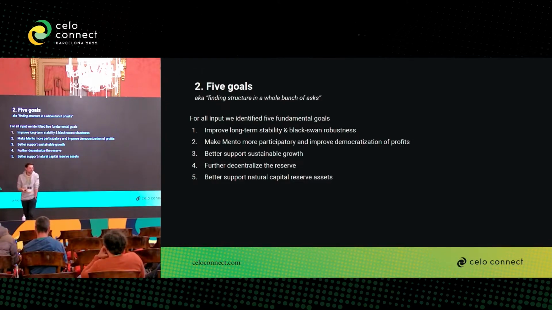And then the fifth goal that we identified from all these asks that come our way is to better support natural capital reserve assets. As you know, Celo is committed to put a huge fraction of the total reserve into natural capital assets. But they come with certain properties, especially around liquidity and so forth. And currently the mechanism isn't perfectly designed to account for them. So many asks that go in that direction end up fitting that category. We need to better support them in the reserve.